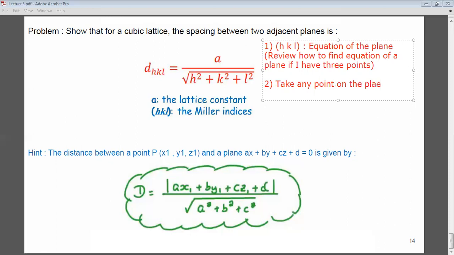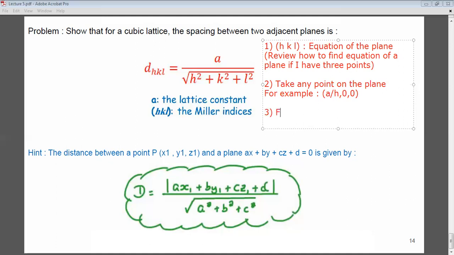Then the second step: take any point on the plane. For example, take the point which has the components a/h, 0, 0, because this is the point that hits the x-axis. It is on the plane. So for example, take this point.